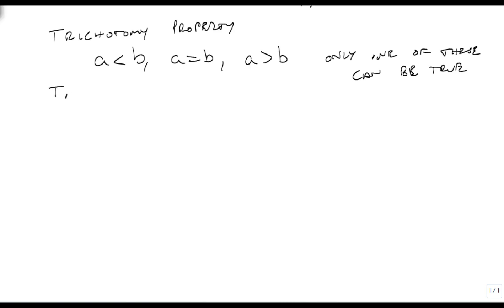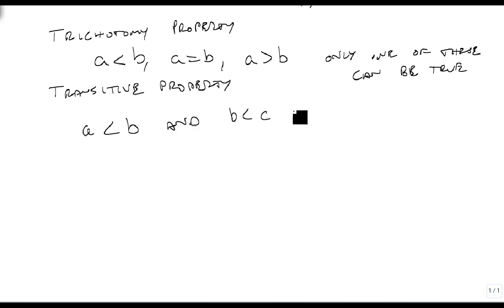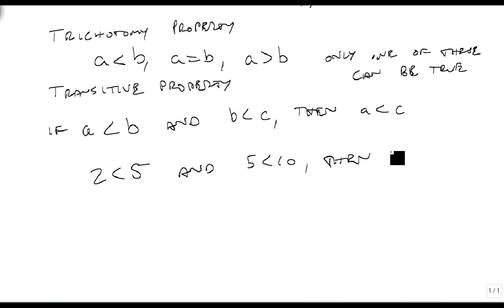The other thing to be aware of is what we call the transitive property. The transitive property says if A is less than B and B is less than C, then A is less than C. So for instance, if 2 is less than 5 and 5 is less than 10, then 2 is less than 10. And this will be true for every real number. There's no number that will be smaller than 5 and bigger than 10 at the same time. And that's a really important key for some things that we'll be seeing later on this semester.